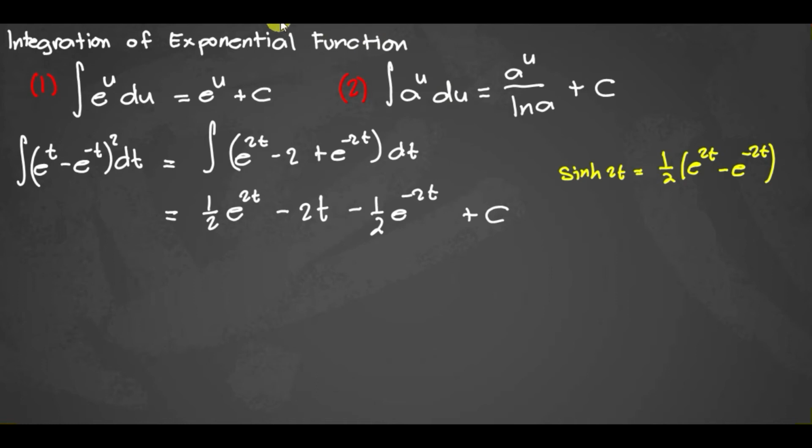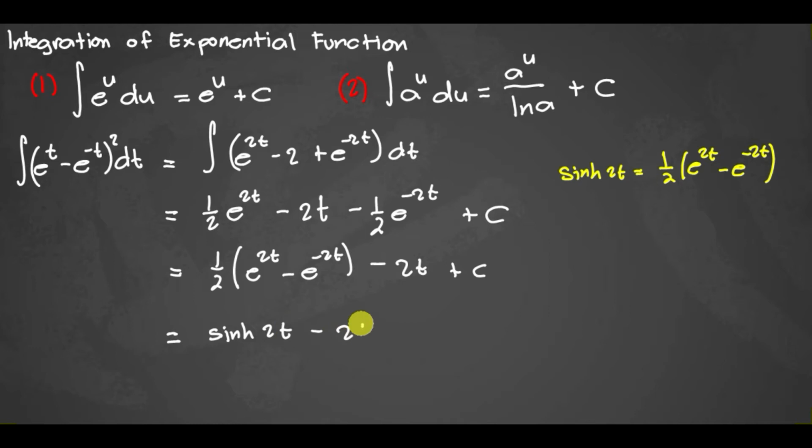Now simplifying our equation using the hyperbolic identity, taking the common factor of these two terms, 1/2 e raised to 2t minus 1/2 e raised to negative 2t is 1/2 multiplied by e raised to 2t minus e raised to negative 2t, minus 2t plus c. And this is equal to the hyperbolic sine of 2t, then this will become hyperbolic sine 2t minus 2t plus c. Now this will be our final answer.